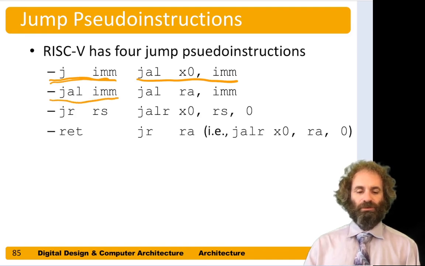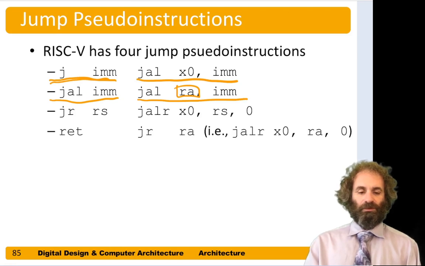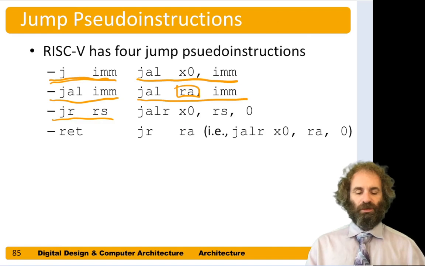Remember, we also used a jump and link for a function call, and that's equivalent to jump and link RA, comma, the destination. So by default, JAL will put the return address in RA, unless we ask to put it in some different register. To return from a function call, we used jump register to RA.